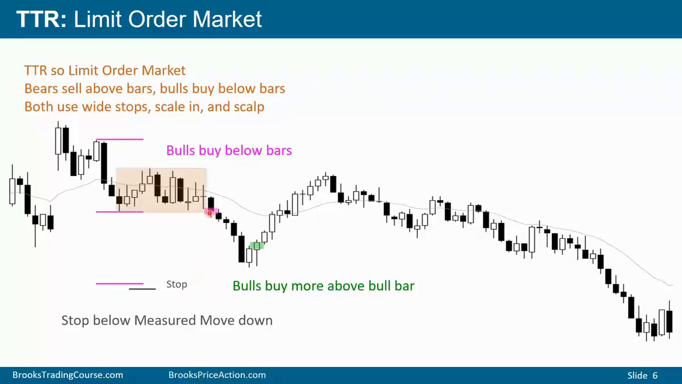The bulls who bought here will hold, hold, hold, and when they get a decent looking bull bar, they'll buy on a stop above its high, expecting the market to come at least back to their original entry where they can get out break even on their first entry, and then with the scalp on the second.